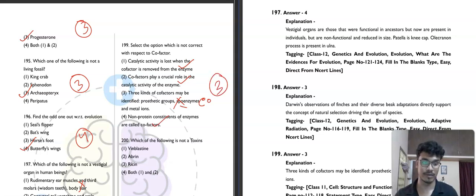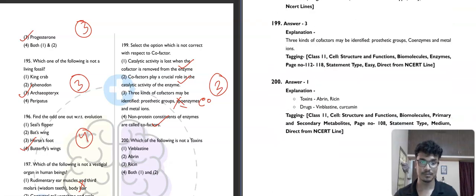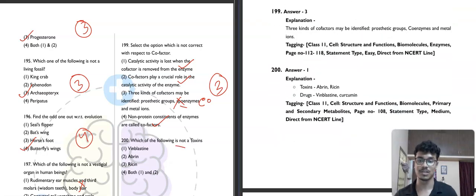Then question number 200. Which of the following is not a toxin? Vinblastine, abrin, ricin. So abrin and ricin are toxins, but vinblastine is not a toxin. These are drugs. The first option is our correct answer. This concludes the explanation part of BPT 18.